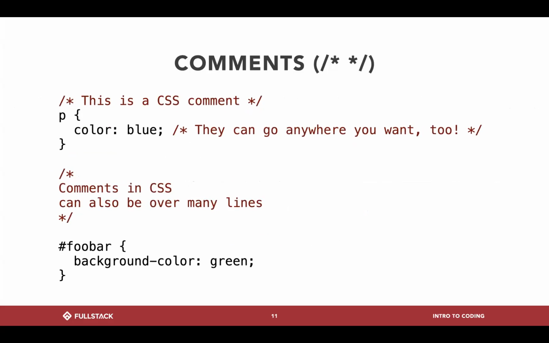Comments in CSS. We can write comments. Comments are great to write in CSS as well. There's a little bit of a different way of writing them. What we do is we do a slash, an asterisk, and then we write our comment and we close it with an asterisk slash. So it's a slash asterisk. You can write multiple lines. It's just going to keep on going until you close it with an asterisk slash.